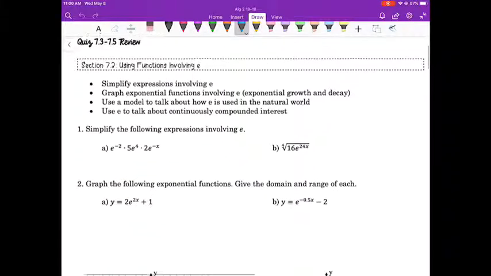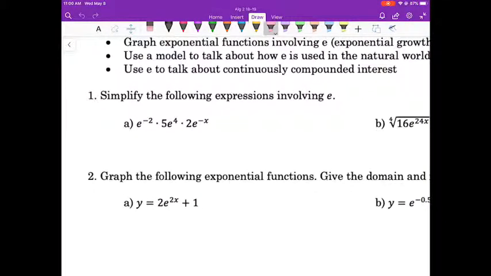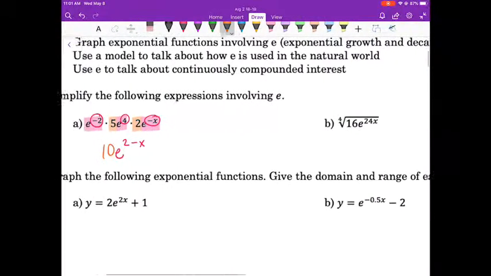Problem number 1 goes with our first objective from 7.3, where we need to simplify the following expressions involving e. In part A, we've got e to the negative 2, e to the 4, and e to the negative x. Our exponent properties tell us that when we are multiplying the same base, we add our exponents. First, negative 2 plus 4 is positive 2. Then we add that negative x, but we can't simplify it any further, so we call it e to the 2 minus x. Then we combine our 5 times our 2, which is 10. So our final answer is 10 times e to the 2 minus x.